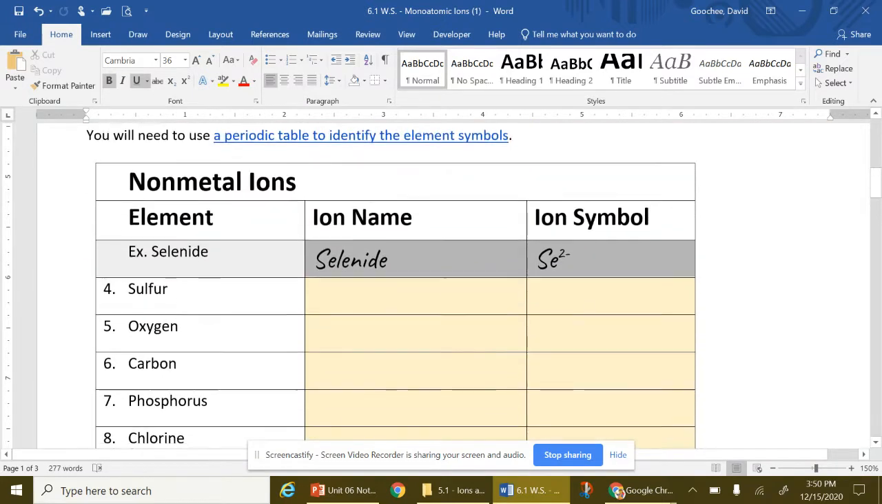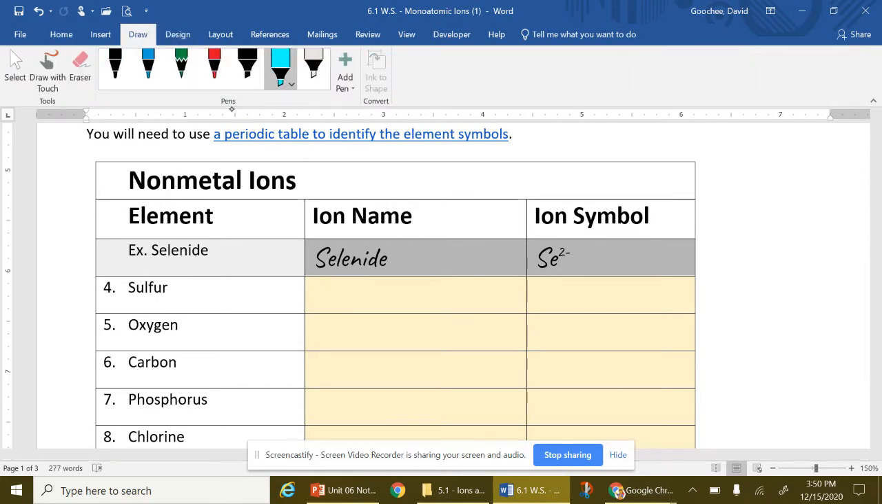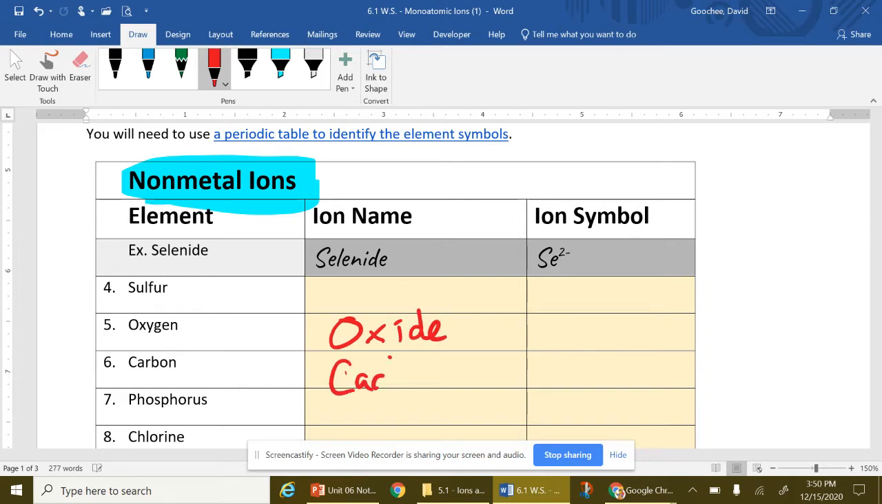So, when you are dealing with a non-metal ion, what you have to do is first recognize that the ending of its name gets changed to -ide. So oxygen becomes oxide. Carbon becomes carbide, okay? Next, you need to do the symbol of the ion.